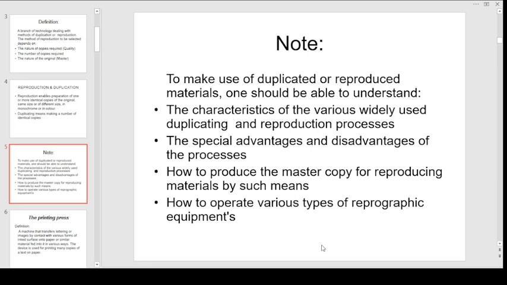To make use of duplicated or reproduced materials, one should be able to understand 1. The characteristics of the various widely used duplicating and reproduction processes. 2. The special advantages and disadvantages of the processes. 3. How to produce the master copy for reproducing materials by such means. And 4. How to operate various types of reprographic equipment.